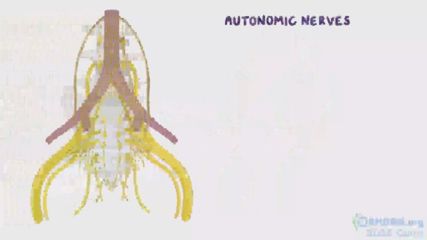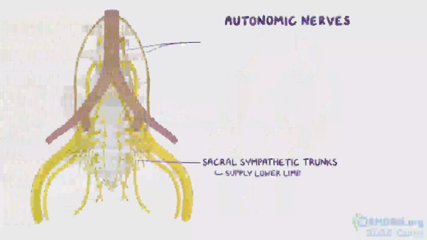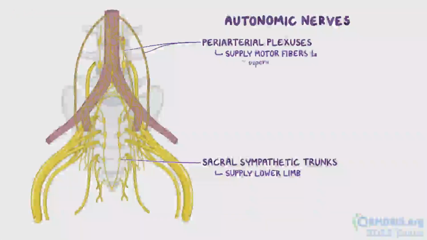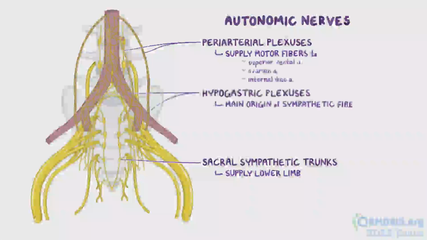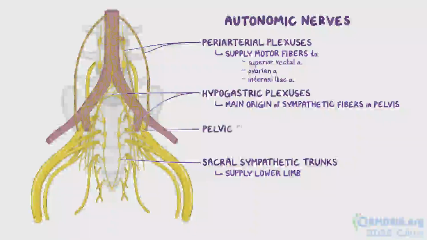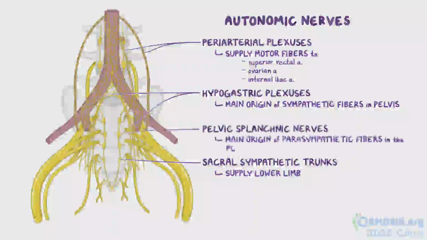Autonomic nerves of the pelvis include the sacral sympathetic trunks, which supply the lower limb, the periarterial plexuses, which supply motor fibers to the superior rectal, ovarian, and internal iliac arteries and their branches, the hypogastric plexuses, which are the main origin of sympathetic fibers in the pelvis, and pelvic splanchnic nerves, which are the main origin of parasympathetic fibers in the pelvis.